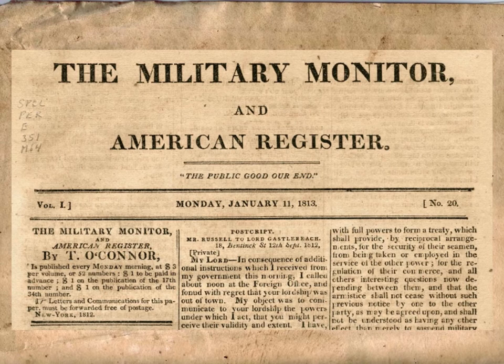There was actually another New York paper that had the same idea of being just dedicated to the war, the Military Monitor and American Register, which was credited to Thomas O'Connor, as you can see, who was an Irish Catholic immigrant, well-known at the time historian of the United States and frequent creator of newspapers in general. He launched quite a few.